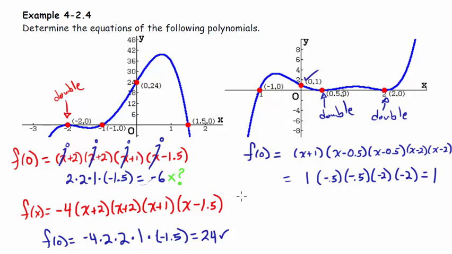Our equation here, f of x, would be x plus 1. If I wanted to condense this, I could say this is x minus a half squared. That's the same thing as saying x minus a half times x minus a half, and then x minus 2 squared.